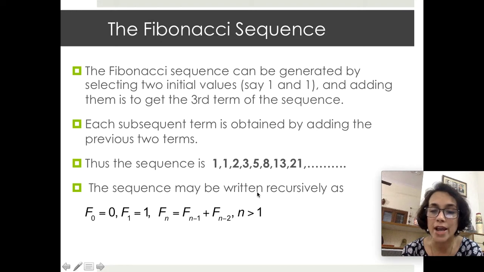But if we had to write it in the form of a recursive formula, then we would write it as f0 is equal to 0, where f stands for Fibonacci number. f1, the first Fibonacci number, is 1, and the nth Fibonacci number will be the sum of the previous 2 Fibonacci numbers, and therefore is equal to f of n minus 1 plus f of n minus 2, and this is true for n greater than 1.